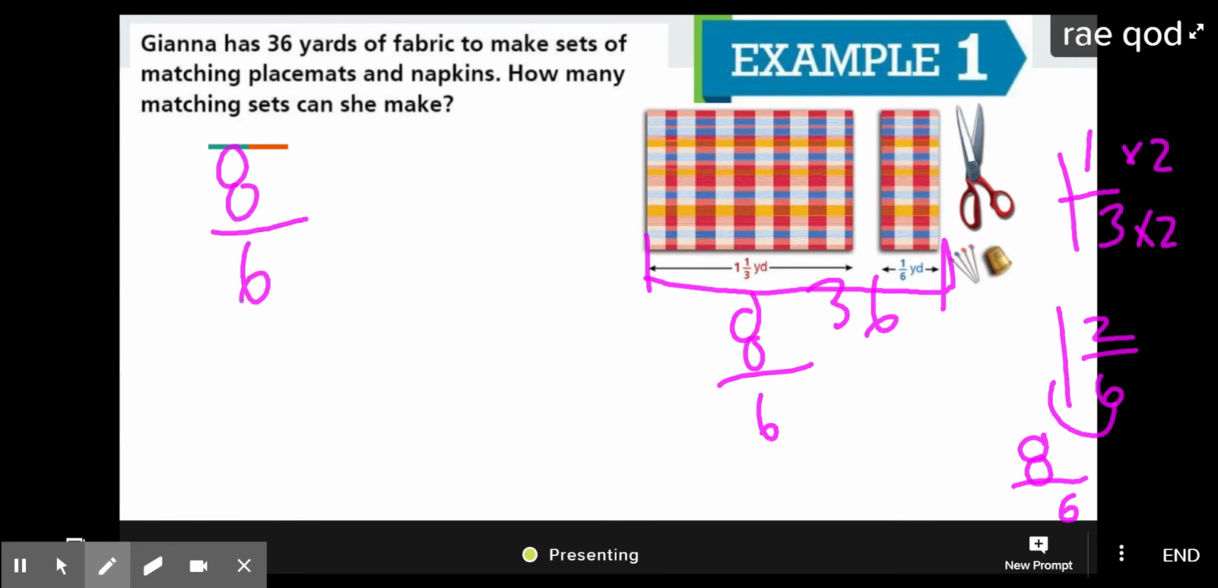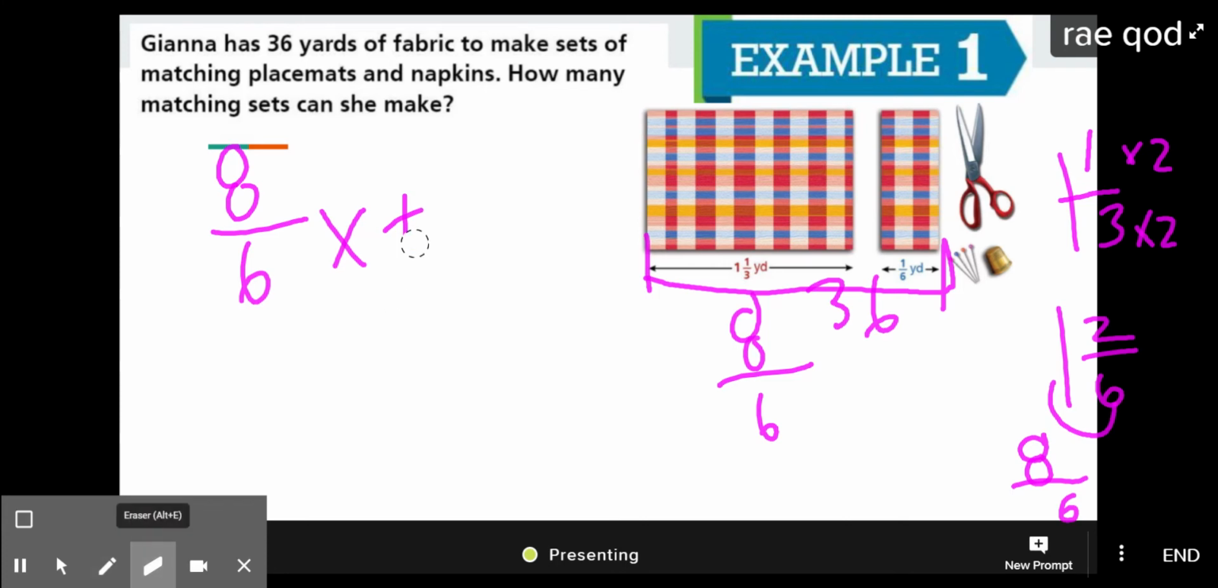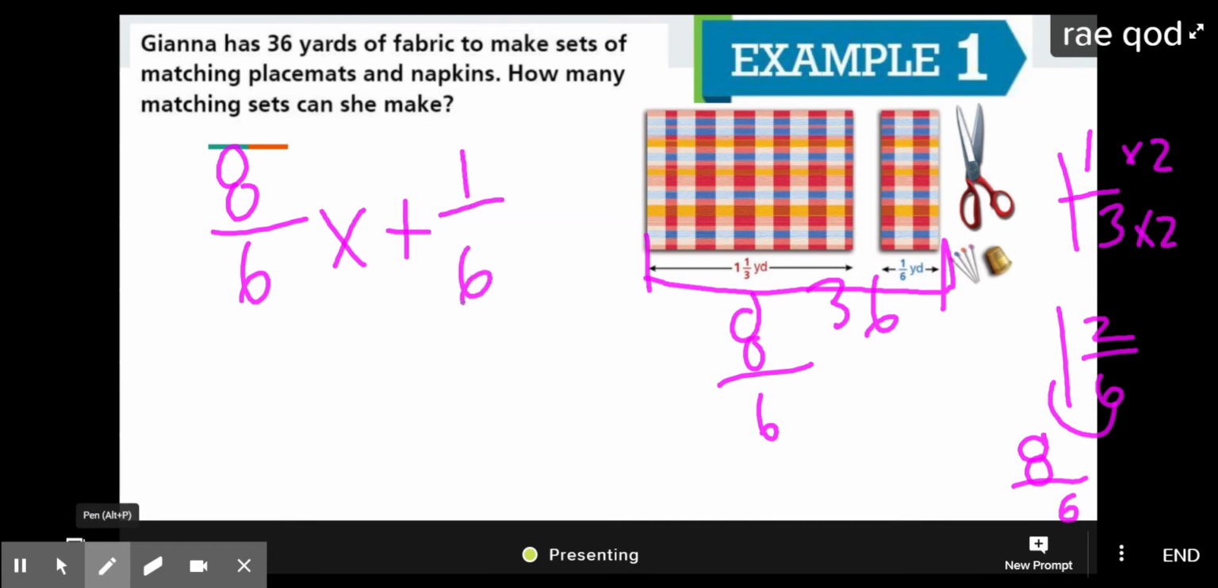yards of fabric. We're going to see how many placemats we can make, plus how many napkins we can make, which is 1/6, with our 36 yards of fabric. So again, when we combine our like terms, these have the same variables, so we are able to add them together. 8/6 plus 1/6, I get 9/6 x equals 36.